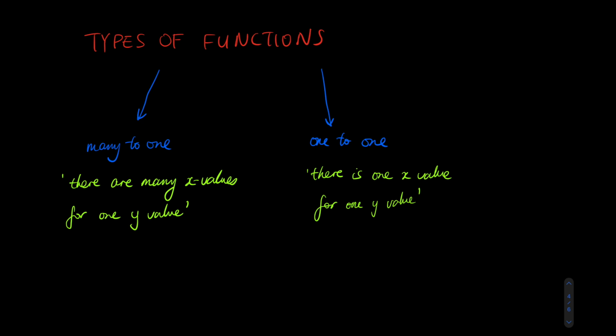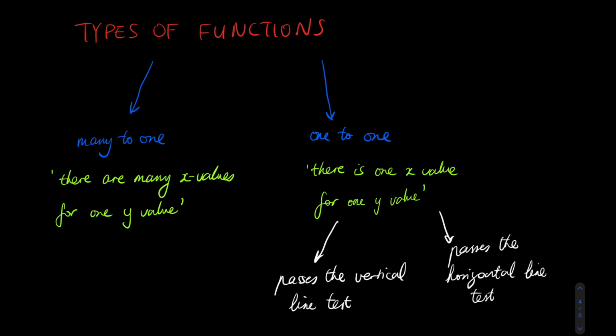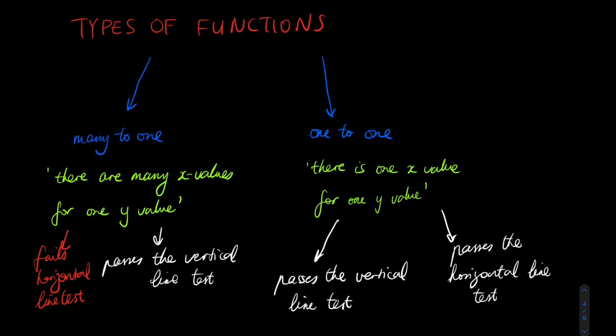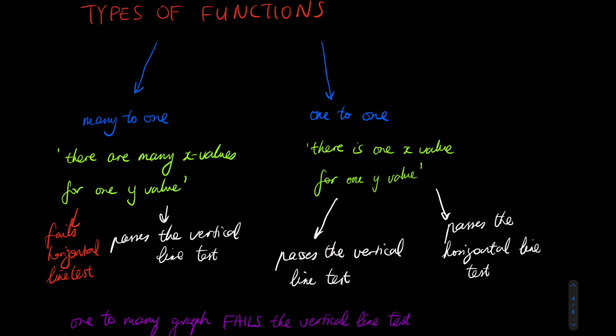And using the tests which we've just learnt, a one-to-one function passes both the vertical line test and the horizontal line test, whereas a many-to-one function passes the vertical line test but fails the horizontal line test. Keep in mind that one-to-many graphs are never functions because they fail the vertical line test.